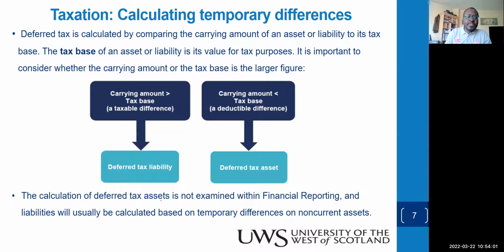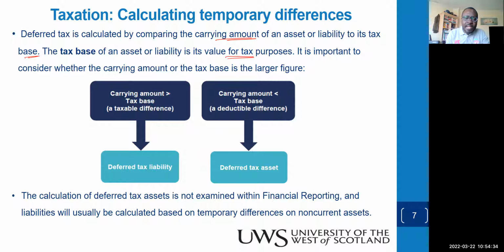All right. Now, deferred tax will be calculated when we compare the carrying amount, like I said, of the asset or the liability, usually let's say an asset, to the tax base. Okay, what is the tax base? The tax base of an asset or a liability is its value for taxation purposes. It's just the value of the asset or the liability for taxation purposes. So it's always important to consider whether the carrying amount is bigger than the tax base or the tax base is bigger than the carrying amount.